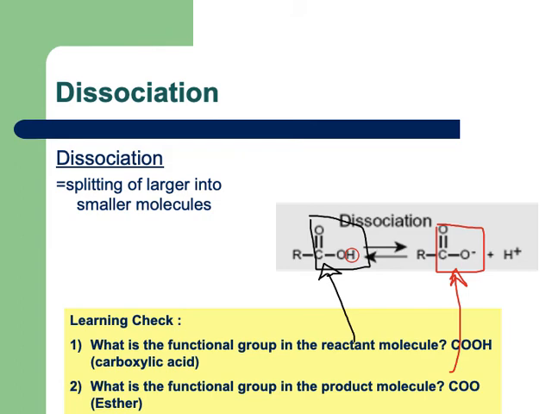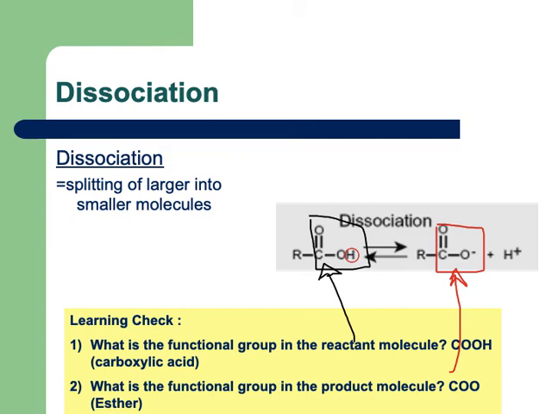In question number 1, what is the functional group in the reactant molecule? A carbon double bound to an oxygen with a single bond to a hydroxyl group, or an alcohol, is known as a carboxylic acid. So whenever you see that in a molecule, you know that that's a carboxylic acid that's on there. Okay, that's the functional group.